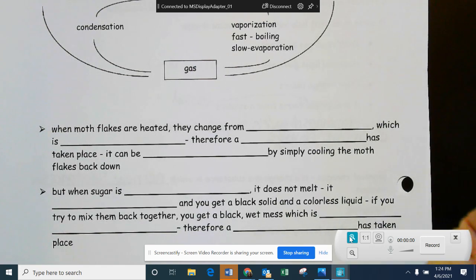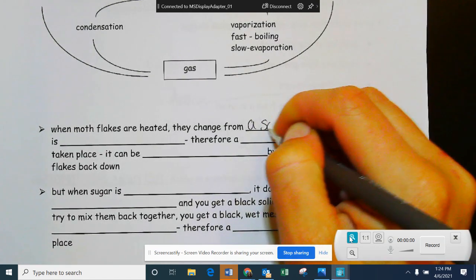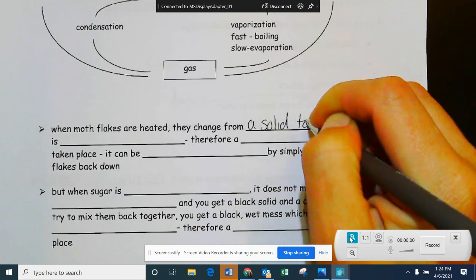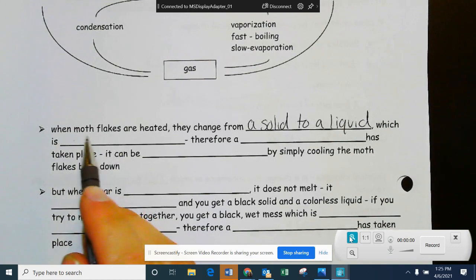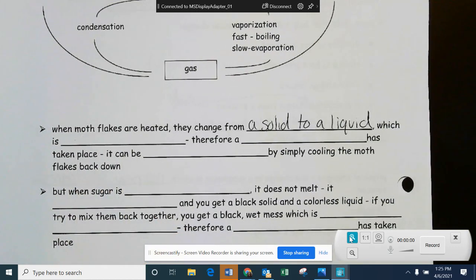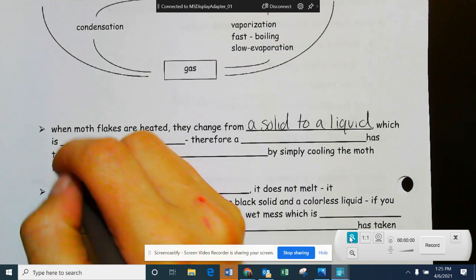An example of some different changes. When moth flakes are heated, they change from a solid to a liquid. And this is just a chemical that's in flaky form. This is a change in state.